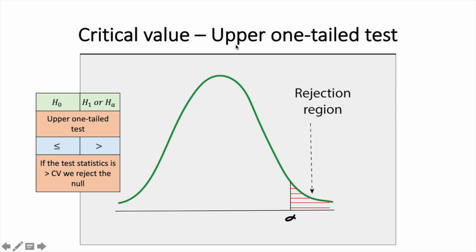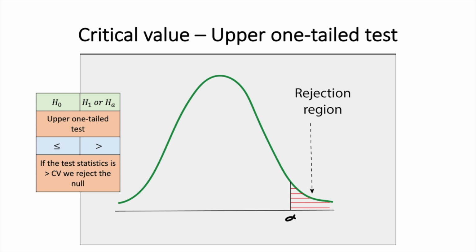Then for one tail, there is also the upper tail. When do we use the upper one-tail test? When your null hypothesis is lesser than or equal to, and your alternate is greater than. You see, greater than is on the positive side here. If the test statistics is greater than the critical value here, we reject the null hypothesis. So the same thing, if your test statistics that you have calculated falls in the rejection region, then you will reject the null. And if it falls here, which is the non-rejection region, you fail to reject your null.